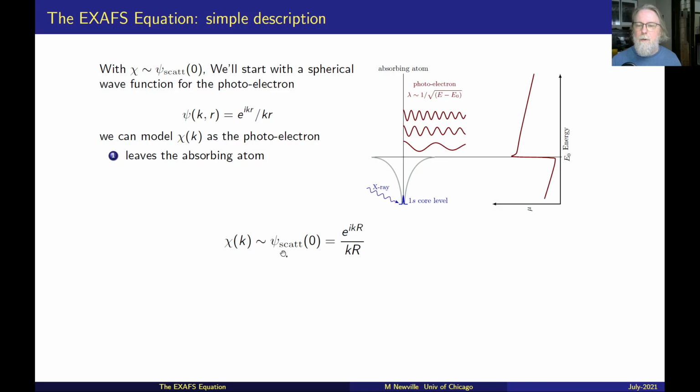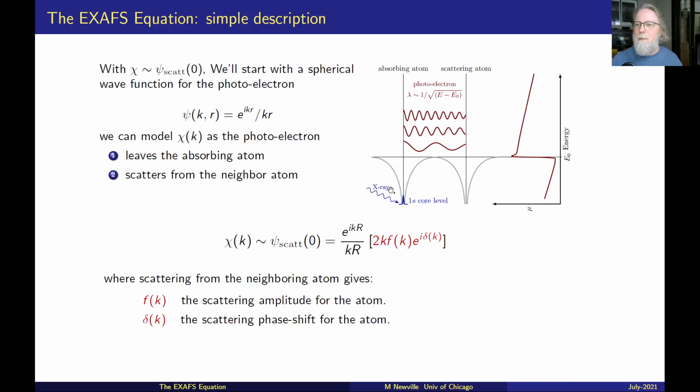So first of all, how big is that scattered photoelectron going to be at 0? A photoelectron goes out, e to the ikr. Now capital R is the distance to our neighboring atom, not just the variable r, and then it scatters. And I've put in some terms here, and I've played with the math so that the math will come out the way we normally describe it.